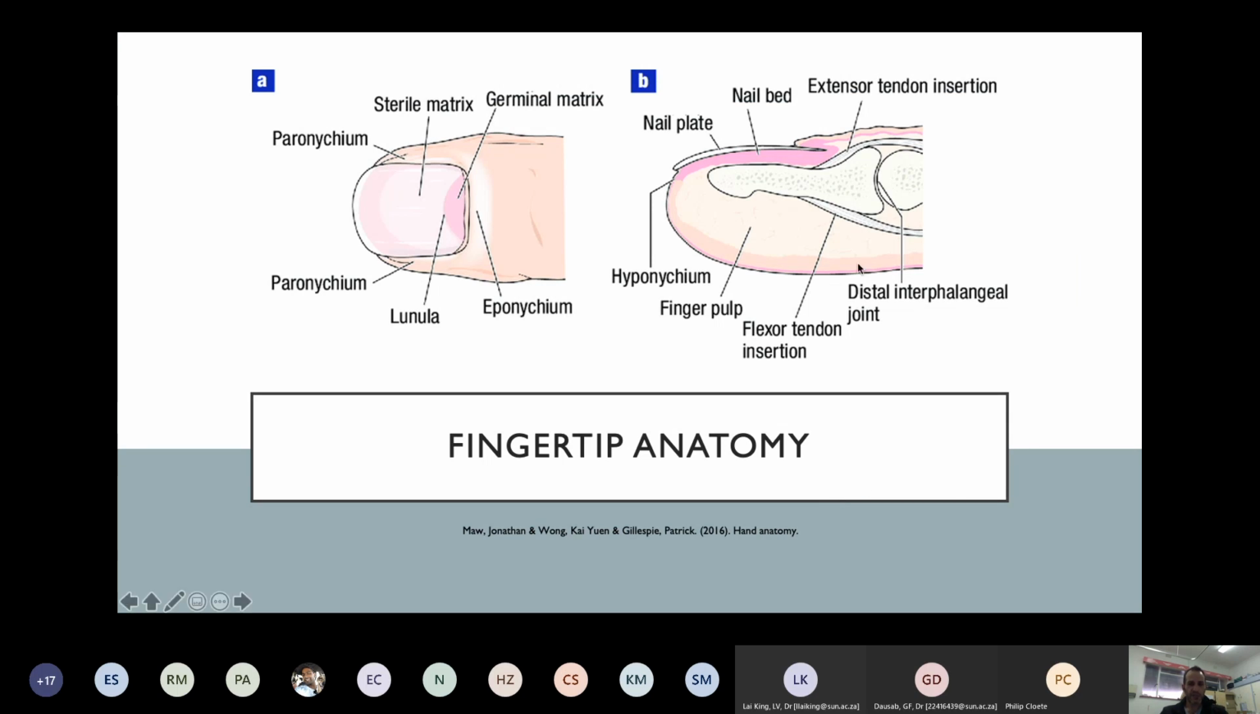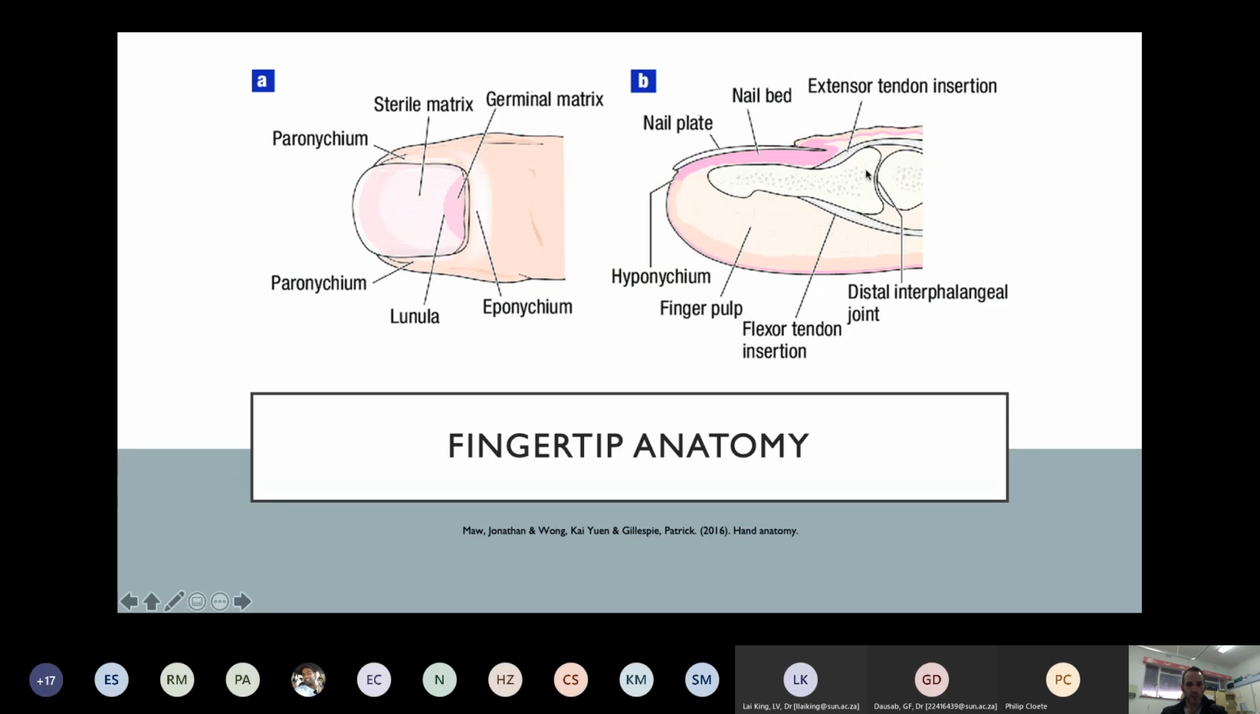In terms of fingertip anatomy, it's quite a complex structure for such a small space. Obviously, the nail itself, looking at the dorsum of the nail, you're familiar with the lunula, which gives you an idea of where the germinal matrix of the nail is. And this is important because that's the part of the nail that actively grows and makes nail. So if that part of the finger is damaged, patients might have disrupted nail growth.